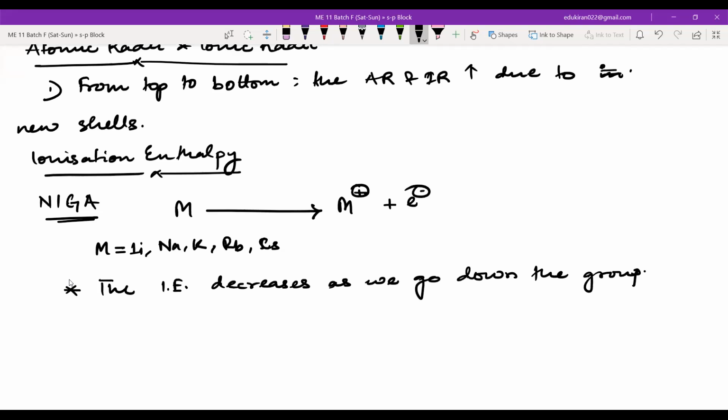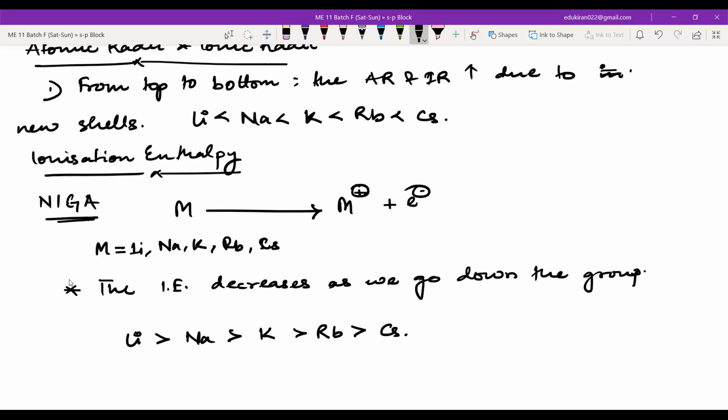As we go down the group, that is why I can say that lithium has the highest ionization enthalpy, followed by sodium, followed by potassium, then rubidium, and then cesium. This is the trend for ionization enthalpy. The trend for atomic radius: lithium has the smallest size, followed by sodium, followed by potassium, then rubidium, and then cesium.